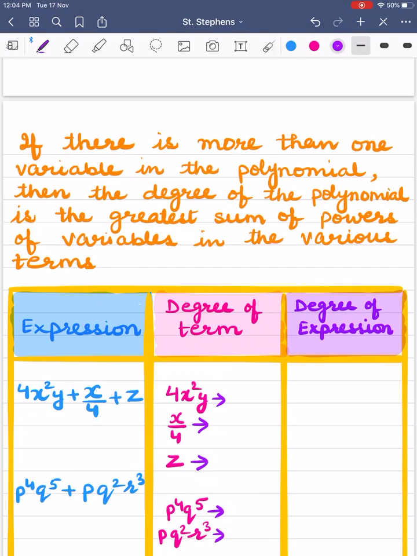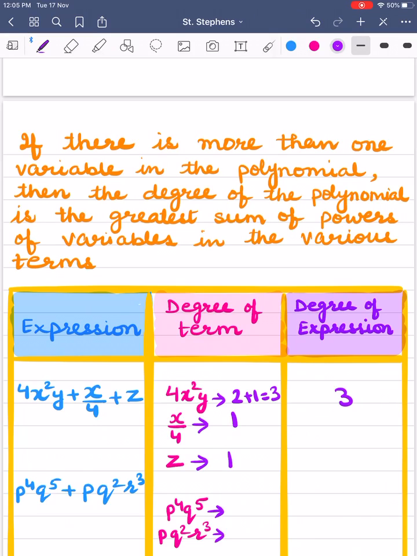power of x is 2 and y is 1. So 2 + 1 is equal to 3. In the second term, power of x is 1. In the third term, power of z is 1. So the greatest sum of powers of variables is 3. So the degree of the polynomial is 3.